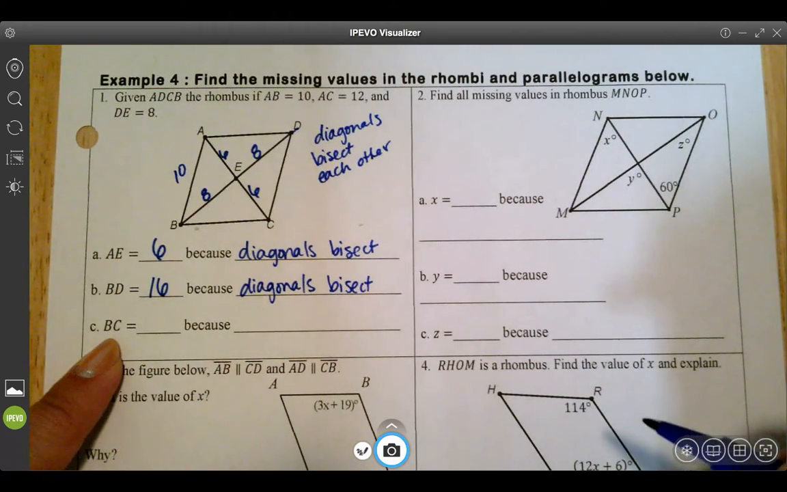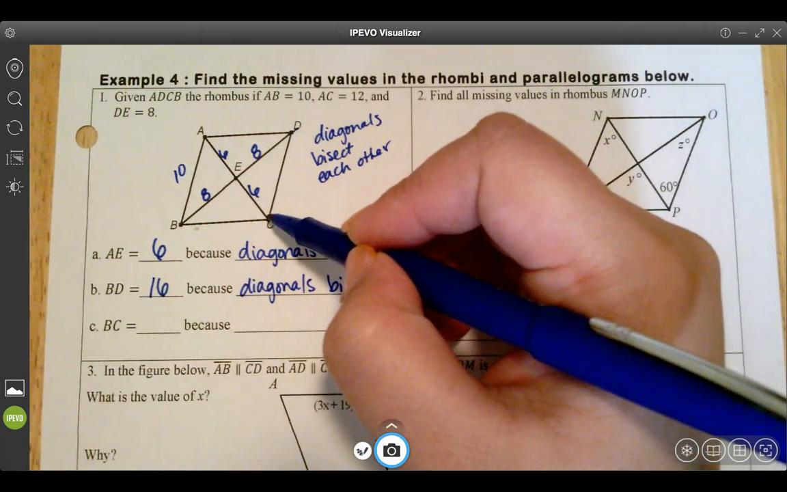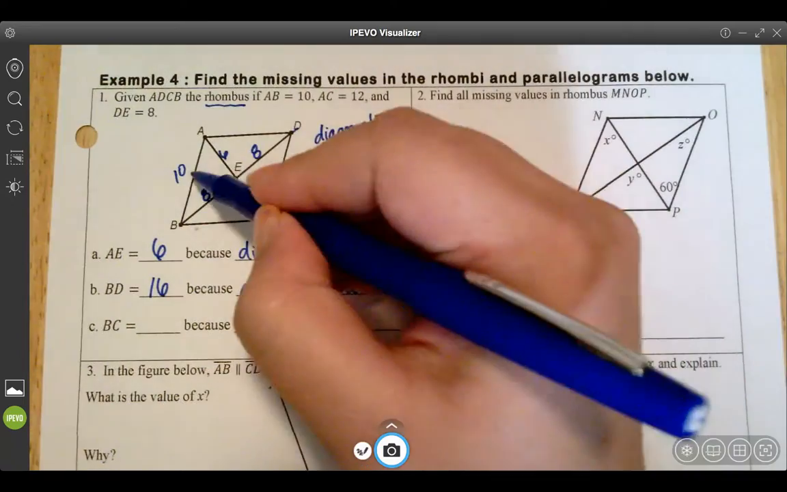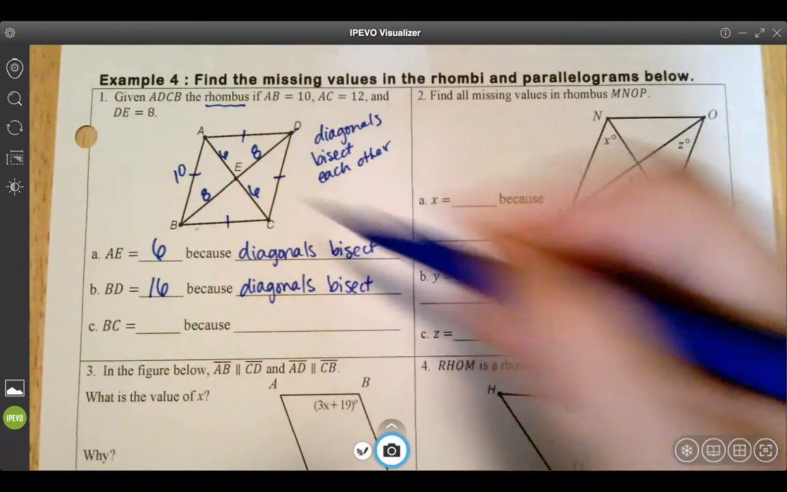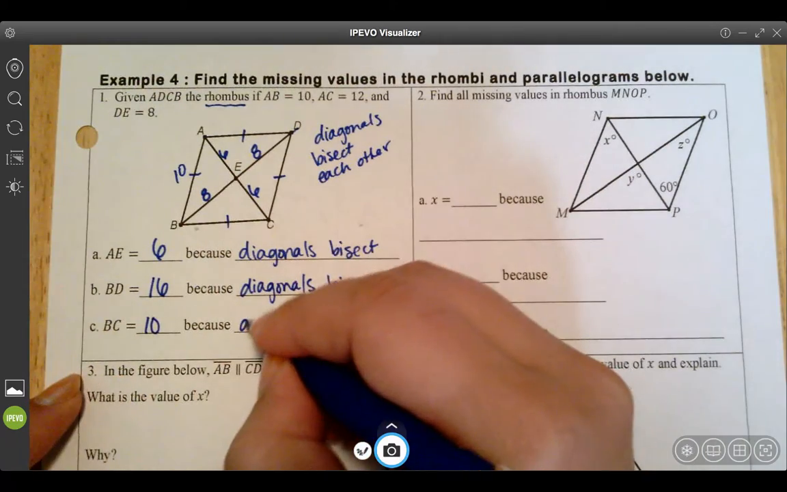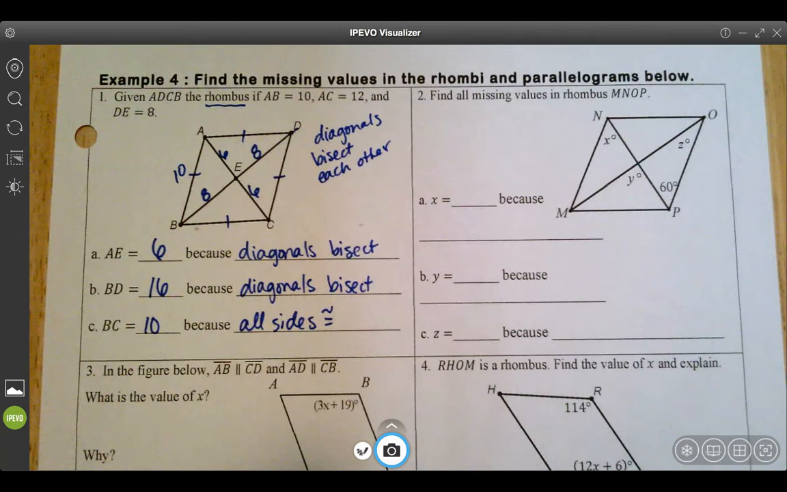And then we have BC down here. And how do we know what that measure will be? Well, because this is a rhombus, all sides are congruent. And therefore, BC must also be 10. All sides congruent, and that's because it's a rhombus. That's not true of all parallelograms, but it is true for a rhombus.